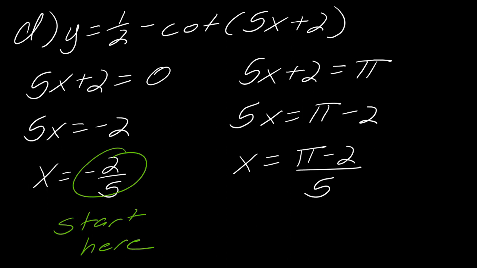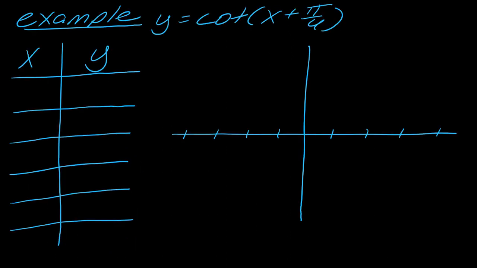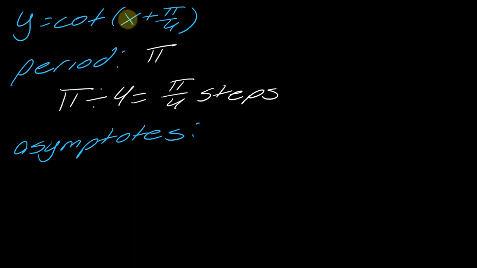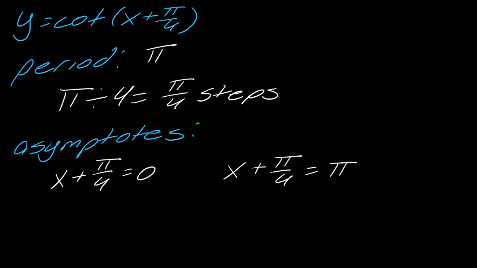Okay, so I think we have the starting parts of this set. So now I want to look at a few examples. So we're going to graph cotangent of x plus pi over 4. Of course, I first want to determine my period and my asymptotes. So my period in this case, I just have x, so that means that my period is just pi. So when I'm setting up my table, pi divided by 4, I want to take pi over 4 steps. And then this is cotangent, so I need to set up my two equations for the asymptotes.